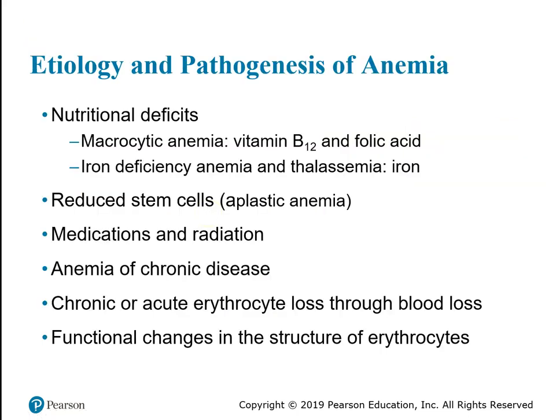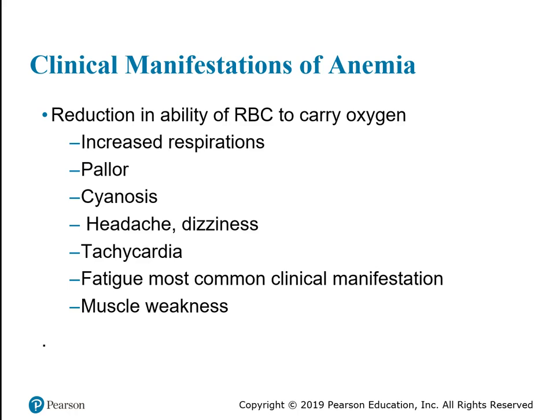If you talk about nutritional deficits, like I told you, iron deficiency, but also other nutritional deficits, vitamin B12 and folic acid, can also lead to anemia. If you have a reduced number of stem cells, another type of anemia called aplastic anemia can form. Medications and radiation can also lead to anemia. Chronic diseases can lead to anemia. I want you to have an idea of the different causes of it. Blood loss due to an injury or something like that can also lead to anemia.